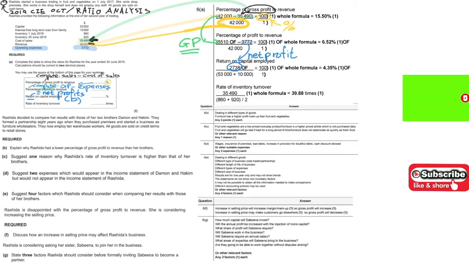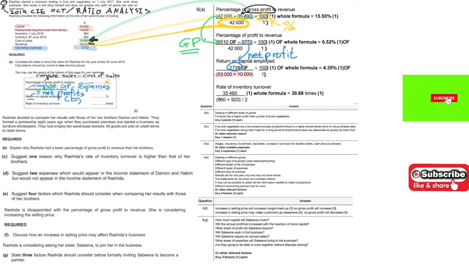Next, how about the return on the capital employed? Now I would like to remind you that for the return on capital employed, of course, it is about your capital, which is 35000 plus the long-term loan from your family. You have to put these on the denominator.